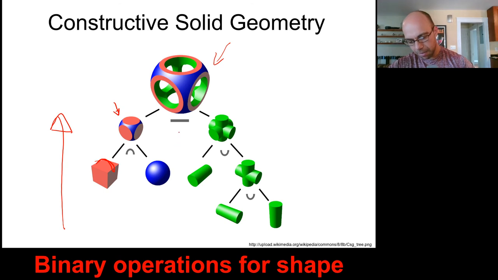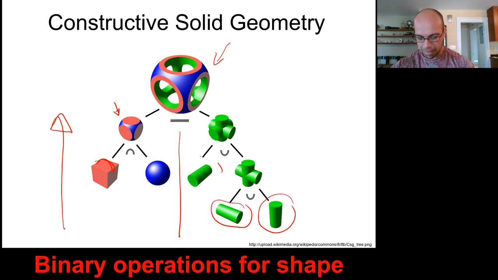Now, in the right-hand branch, I'm going to make an object, which is kind of like the XYZ axes, but built out of cylinders. Right, so I have three cylinders here, and now I'm going to just union them together to get this funny object. And now I'm going to take this object and subtract it from our sphere with the cube cut out of it.